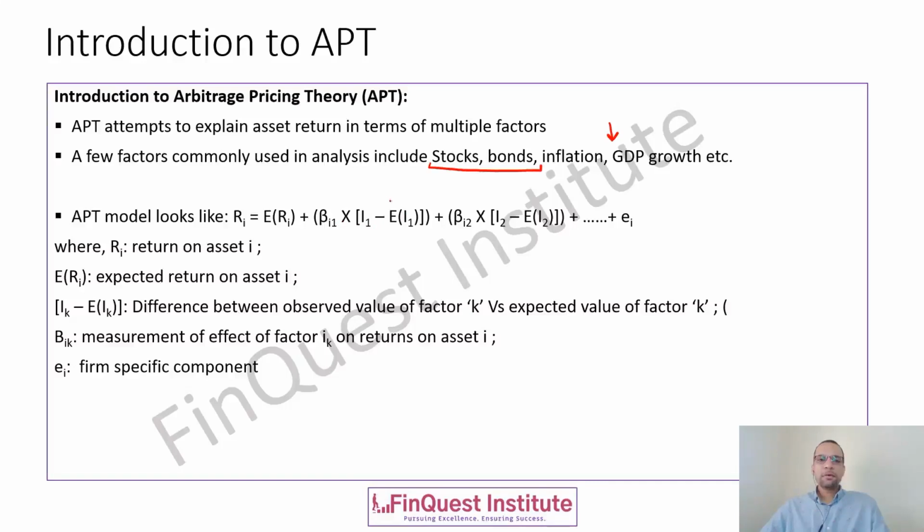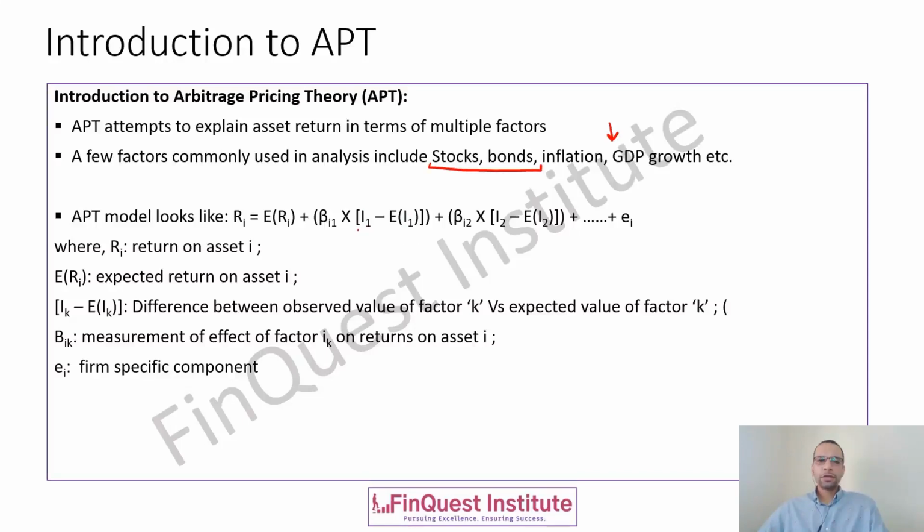A typical APT model would look something like this. So this is just a generic representation, but this will help us get started to our discussion on the ways in which an APT model is analyzed. So on the left hand side, we have Ri, which is the asset return or the portfolio return which we are looking at. E(Ri) is the expected return on the asset. Then we have a square bracket with beta and something which we are showing by this difference between I1 minus E of I1, or expected value of I1.